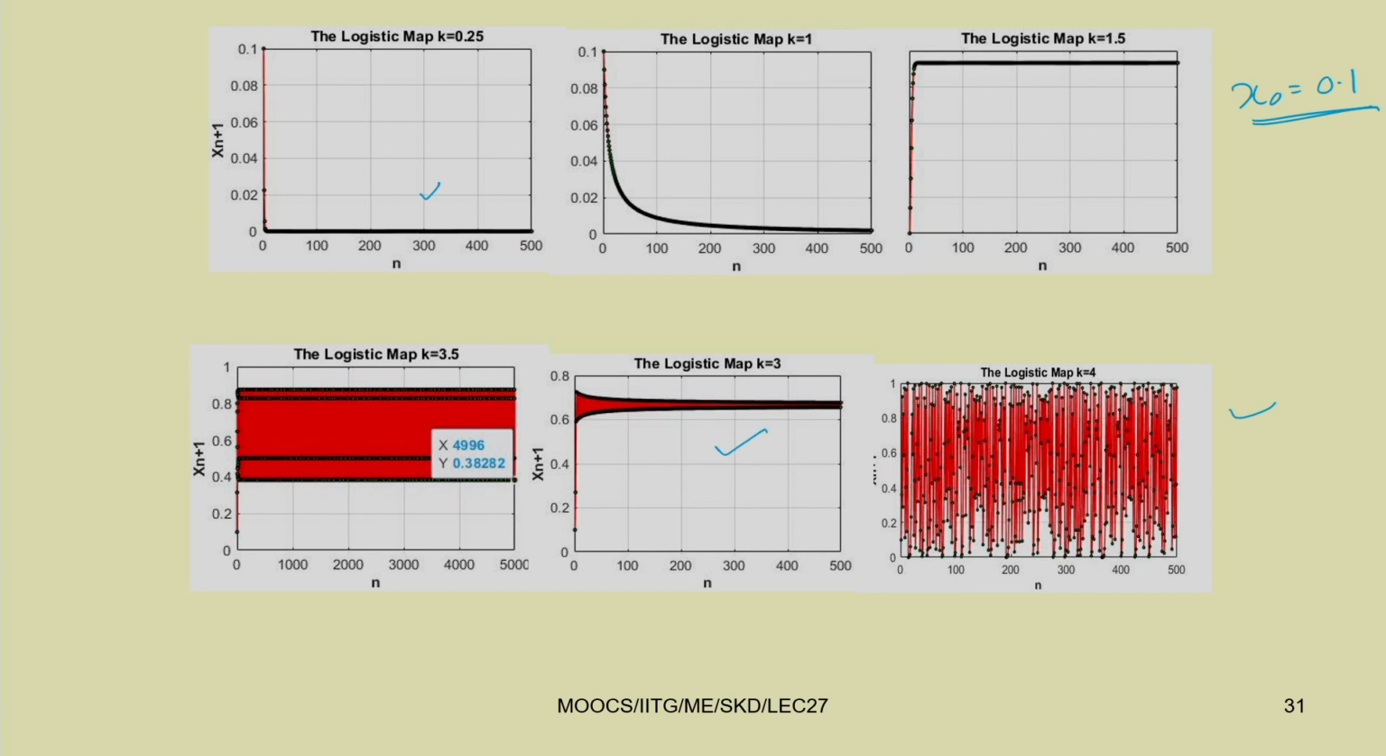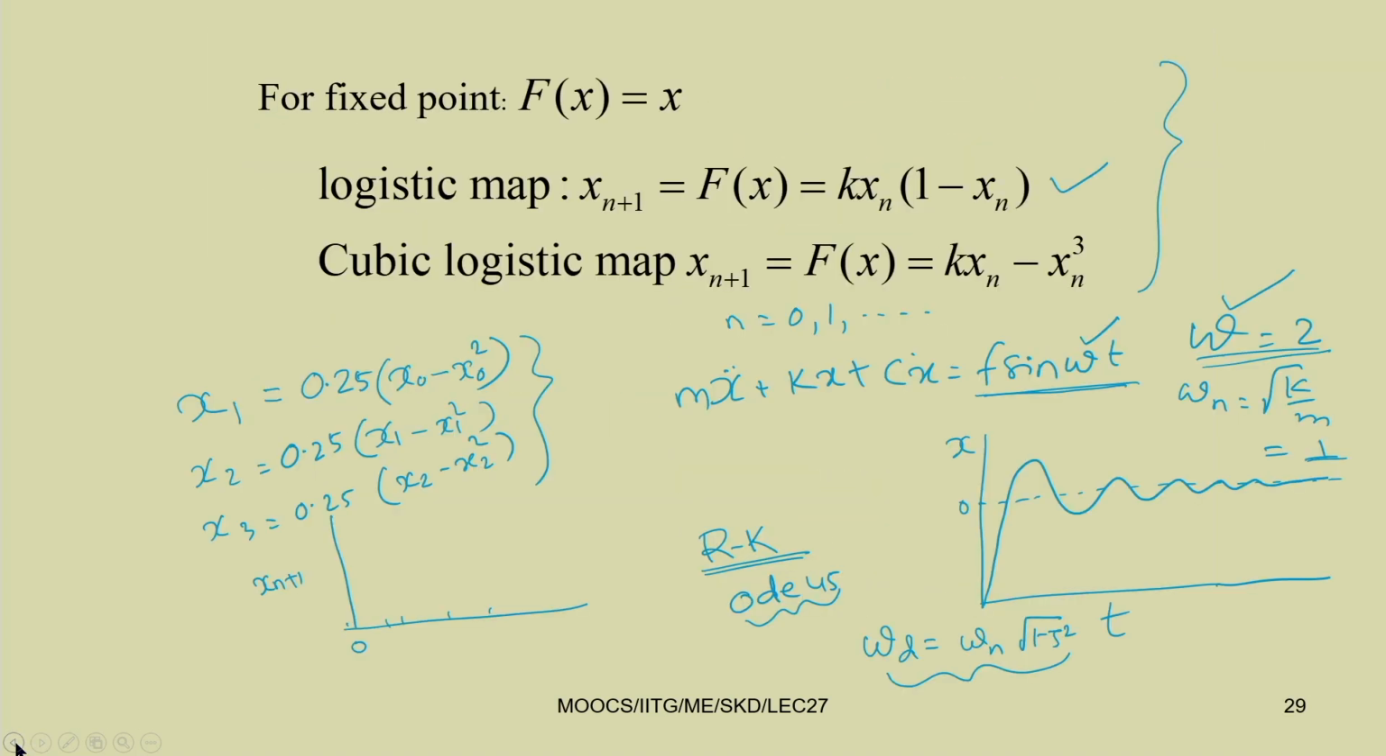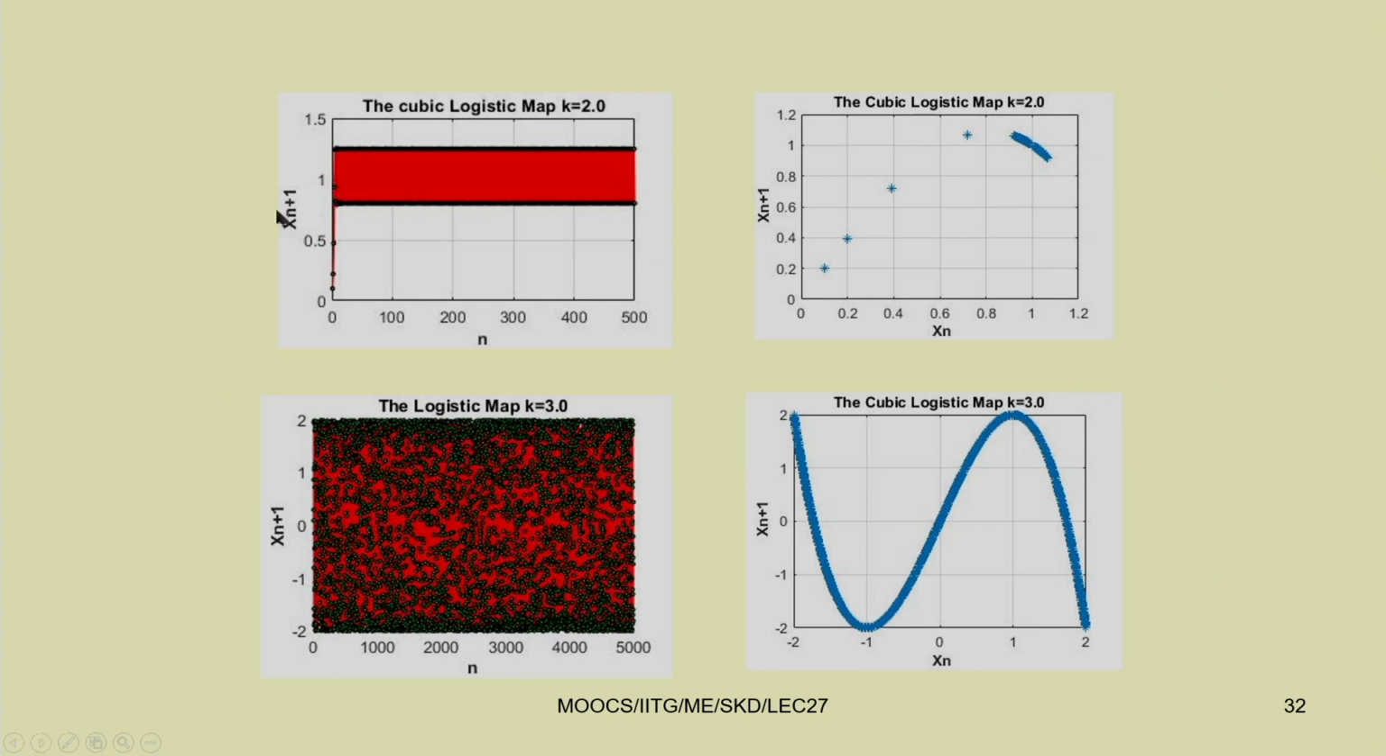So 2 lines you are able to see. Here you have 4 lines: a single periodic, then 2 period, then 4 period, and finally you have a chaotic response. Similarly, for the cubic logistic map, x n plus 1 equal to k x n minus x n cube, you can start with different values of k and an x0 value, and you can also get the chaotic response.